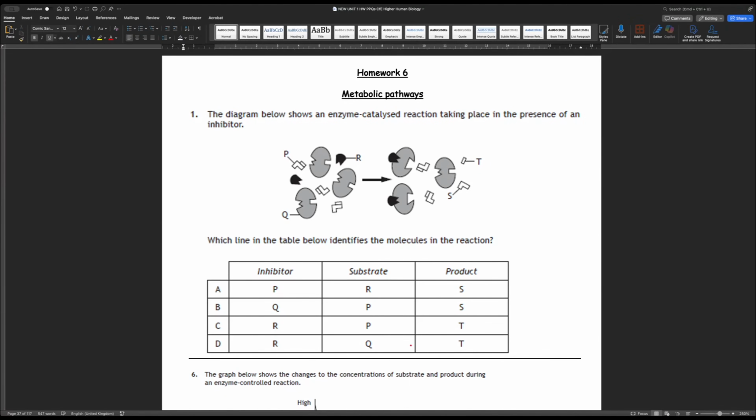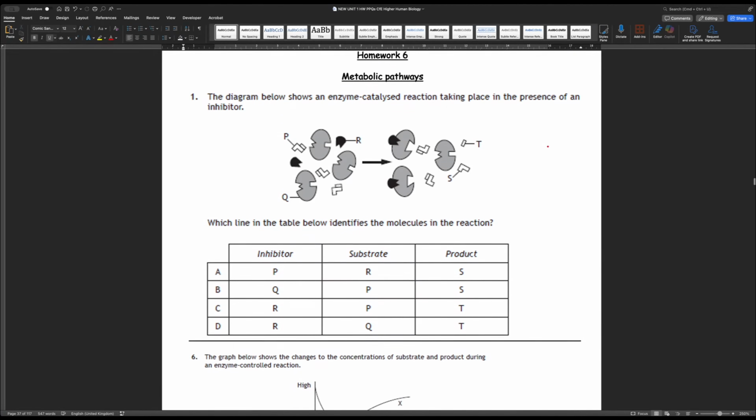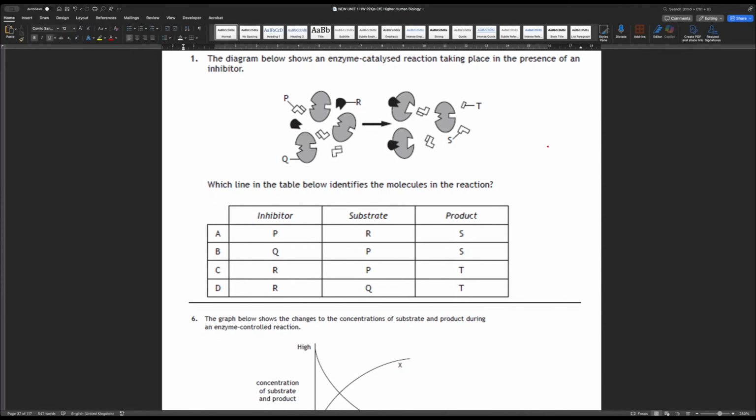Now, we'll have a look at this first one here. It says the diagram below shows an enzyme catalyzed reaction taking place in the presence of an inhibitor. So which line in the table identifies the molecules in the reaction? Right, let's have a look. We've got P, Q, R, S, and T. On the left-hand side here, we have R, which seems to bind to the enzyme, but it binds away from the active site. So it's not going to be the substrate, it's not going to be the product, it must be the inhibitor. So R must be our inhibitor.